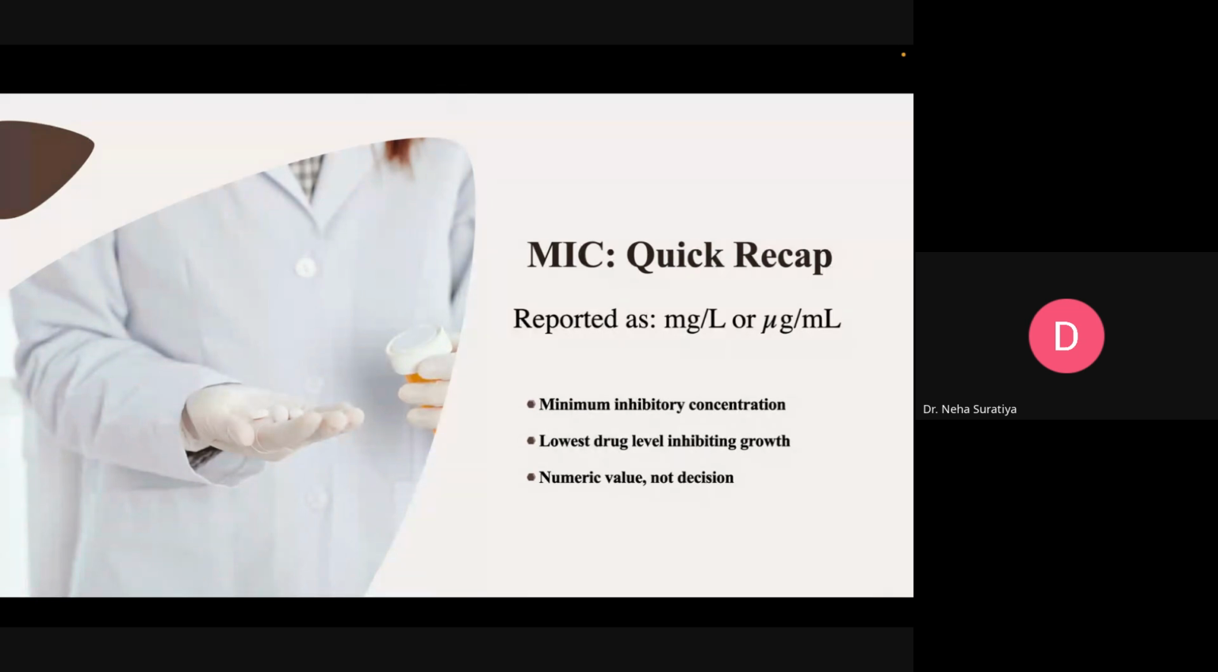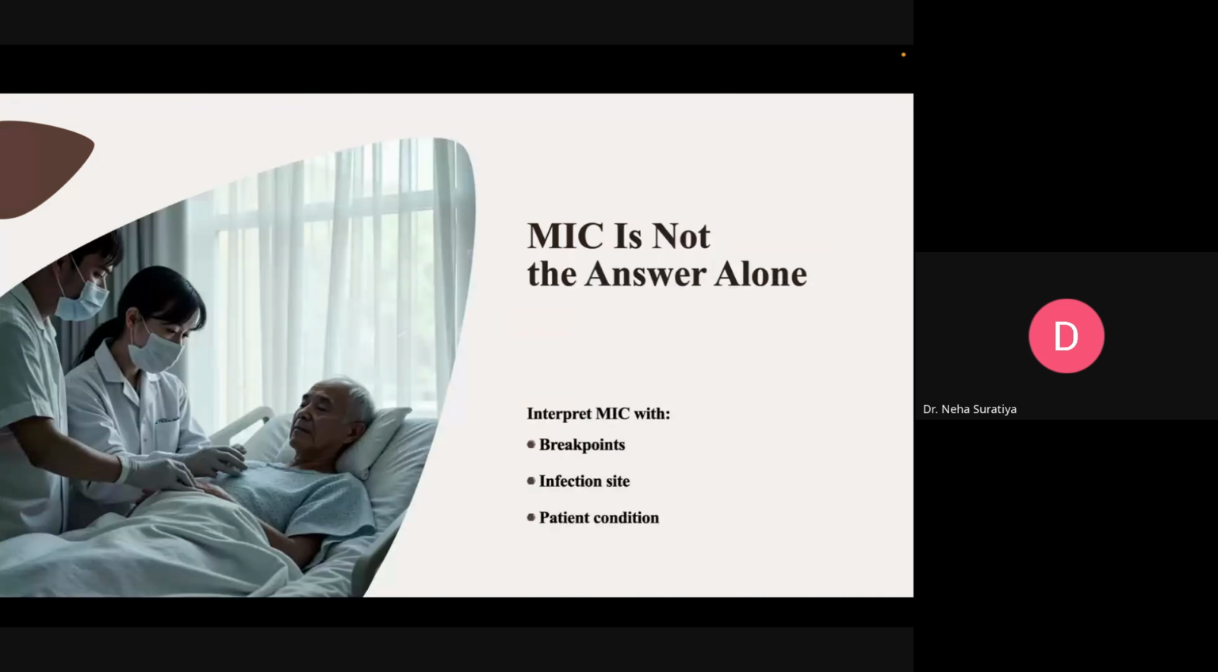We will be discussing MIC in detail. This is only a quick recap: it is the minimum inhibitory concentration, the lowest possible drug level inhibiting the visible growth of bacteria, and it is a numeric value, not a decision. So MIC is not the answer alone, but still we require it. Interpretation requires lots of things. Interpretation requires breakpoints, which is all about S, I, R and breakpoints. I have included that concept in this module, so if it is new for you, it is coming in upcoming slides.